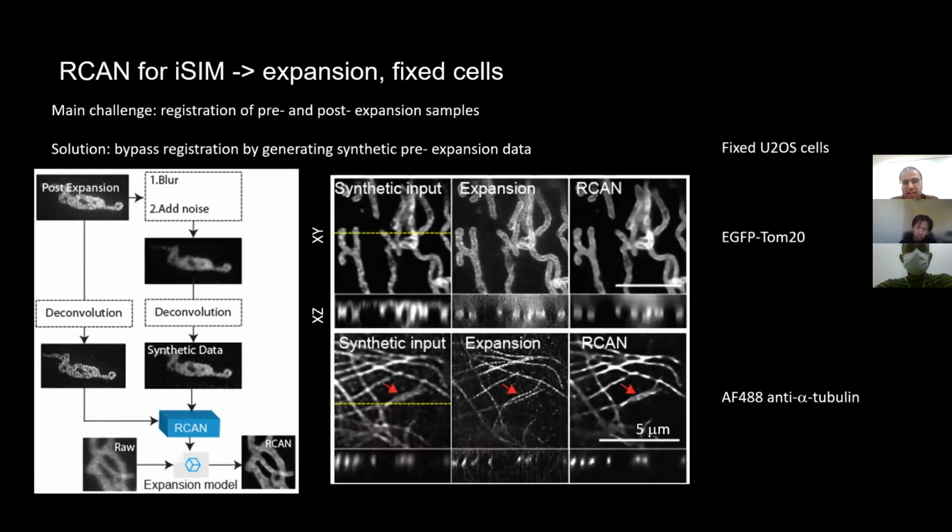And so it does to some extent. So if you look at, in this case, synthetic input data, and compare that to the expansion data, there is some improvement from the RCAN, but it's not very much laterally. It is significant axially, and there's some lateral resolution improvement you get, but you don't quite do as well as the expansion microscopy ratio, which was a factor of 4.